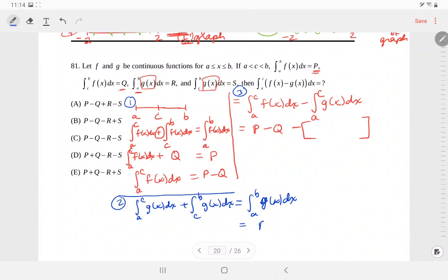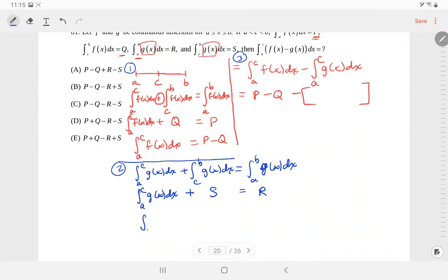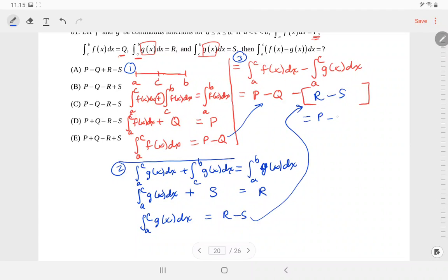Okay, this one, a to b is r, and c to b in that order is s. And remember, if it was b to c, then you just flip the order, and that would be negative s. You can flip the order and change the sign. Okay, so in this one, let me move this up. The integral from a to c of g of x dx equals r minus s. So that goes up here, right? This goes here. So that's r minus s. So we get p minus q minus r plus s.